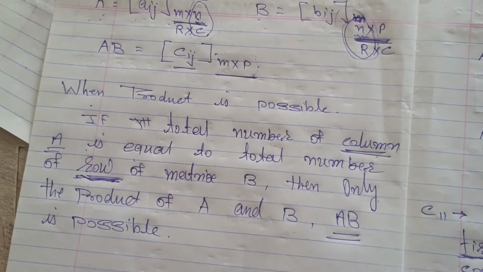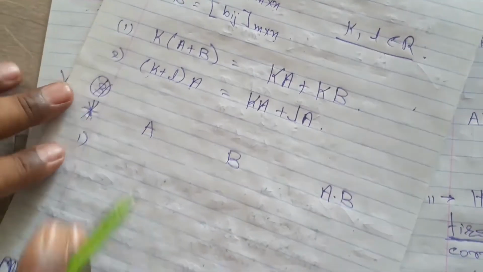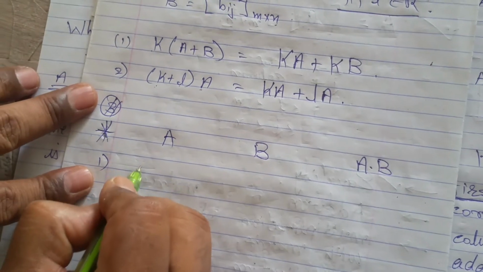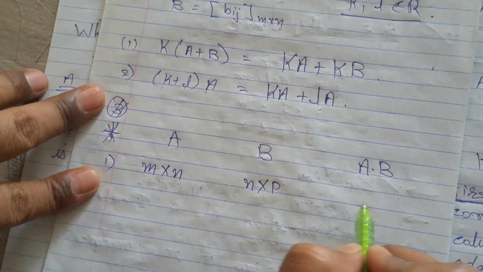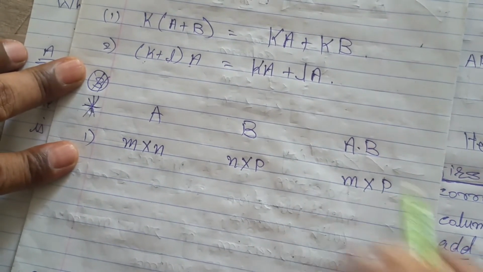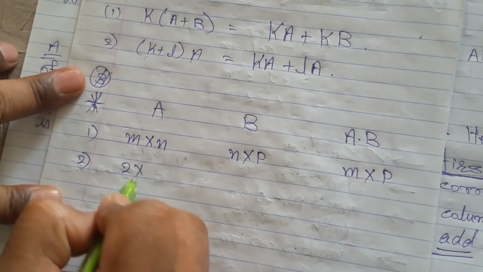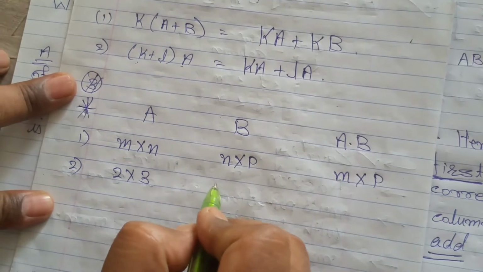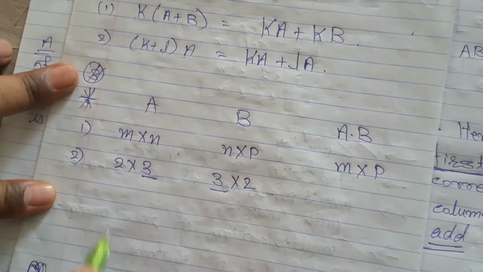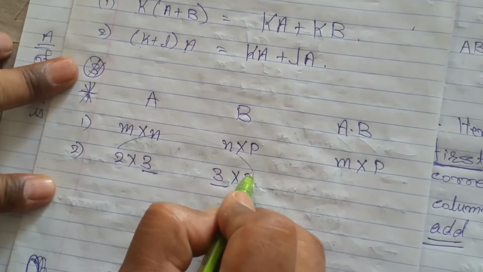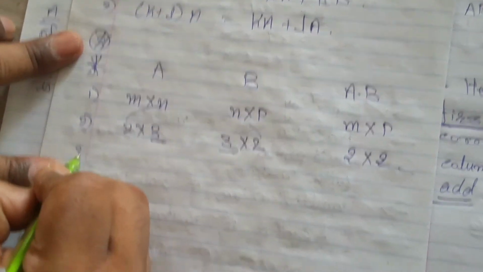And if it is possible, then what should that product be? See, here we can say A and B are given. First, M cross N, and this should be N cross P. So your outcome AB is what? M cross P. On the basis of this, suppose one matrix A is given as 2 by 3 and another matrix B is given as 3 by 2. These two are identical, so the outcome will be what? We connect these two, so that will be 2 by 2.